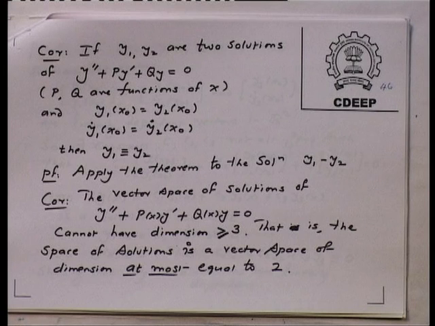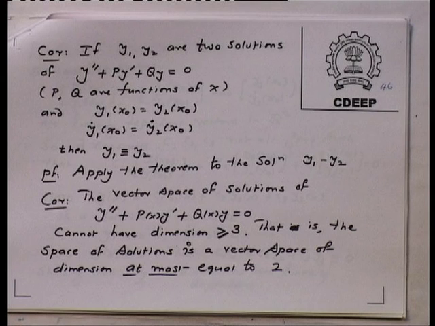Once you have the theorem, the corollary is easy to prove. You look at the difference y1 minus y2 and apply the theorem. y1 minus y2 is also a solution, as you are looking at a homogeneous linear differential equation, and solutions form a vector space. This solution vanishes at x naught, and the derivative also vanishes at x naught. So it must be the zero solution, so y1 must be equal to y2, finished. So we have proved uniqueness.